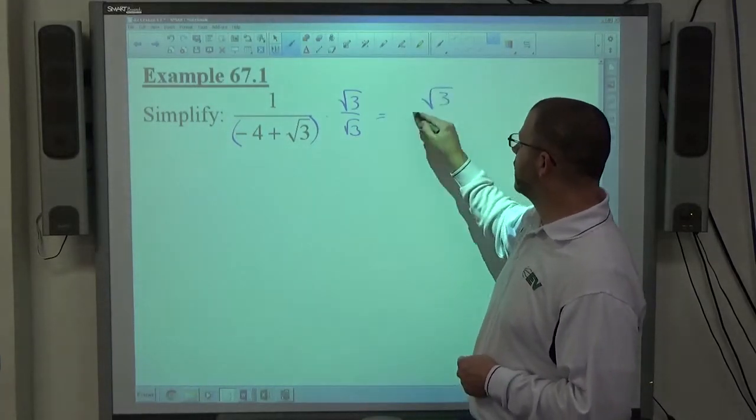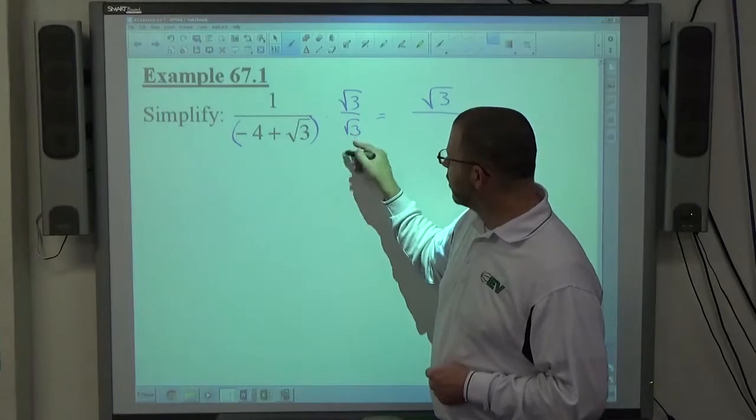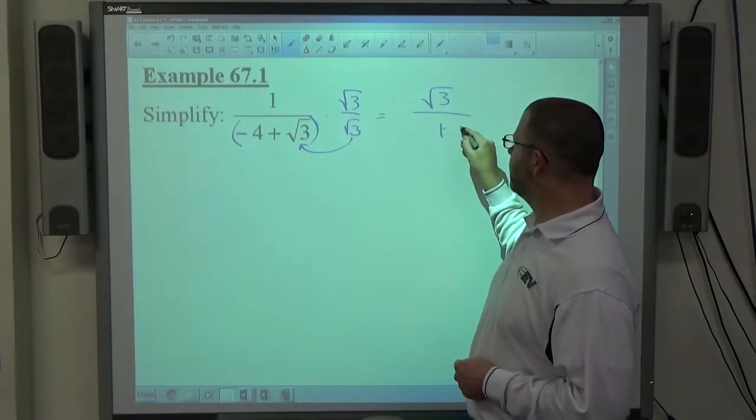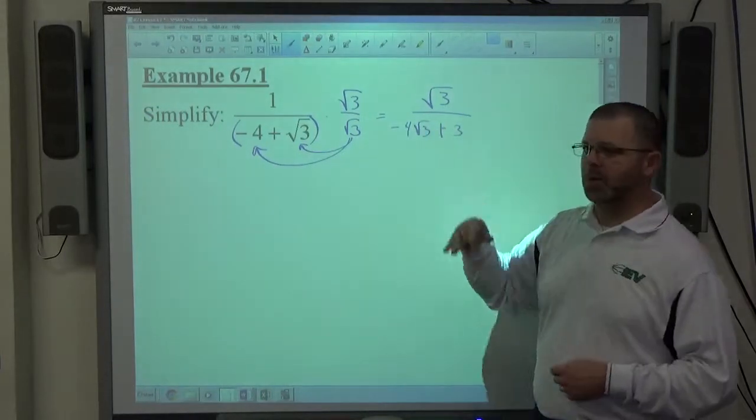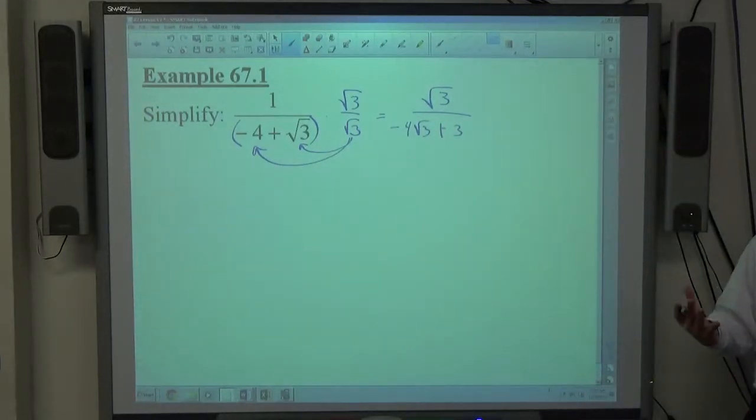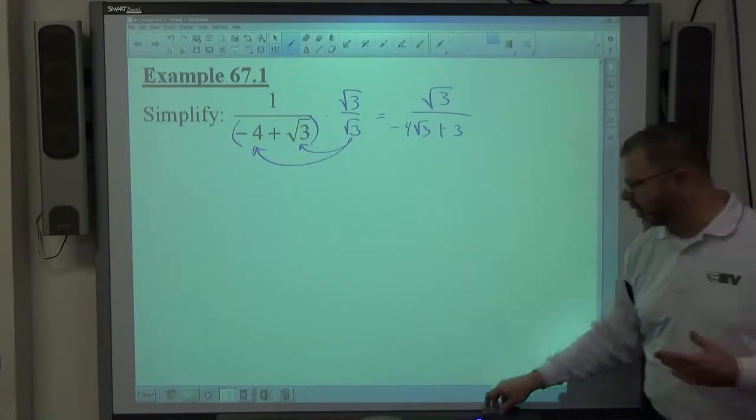becomes the square root of 3, no big deal. The bottom, the square root of 3 times the square root of 3 makes a plus 3, right? But the square root of 3 times negative 4 makes negative 4 times the square root of 3, and we still have a square root in the bottom. They didn't fix it. So what we did before doesn't work.